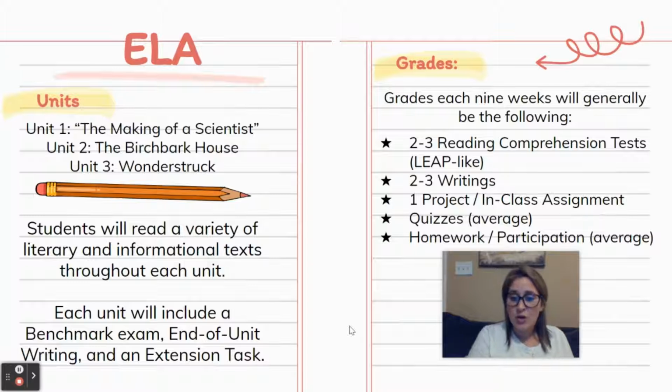Finally, the last two grades that we would get are averages. The first one would be quizzes. The second would be homework and participation. Basically, my idea for quizzes is to give book quizzes. So right now in Unit 1, The Making of a Scientist, the novel that we're reading, almost the anchor text of the unit, is called The Templeton Twins.